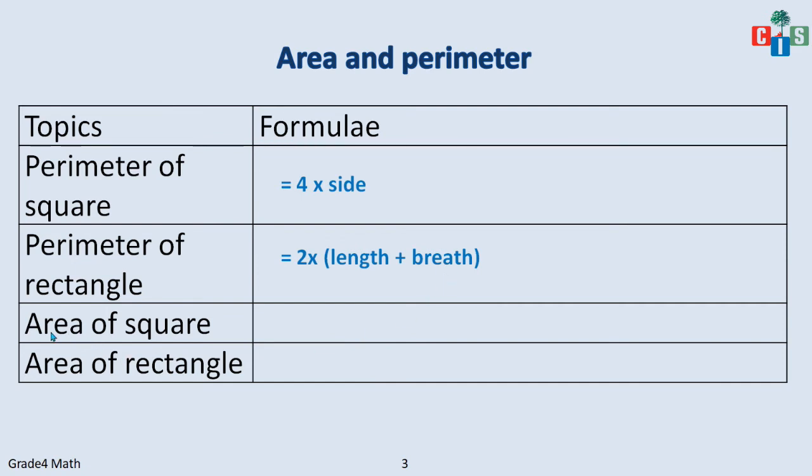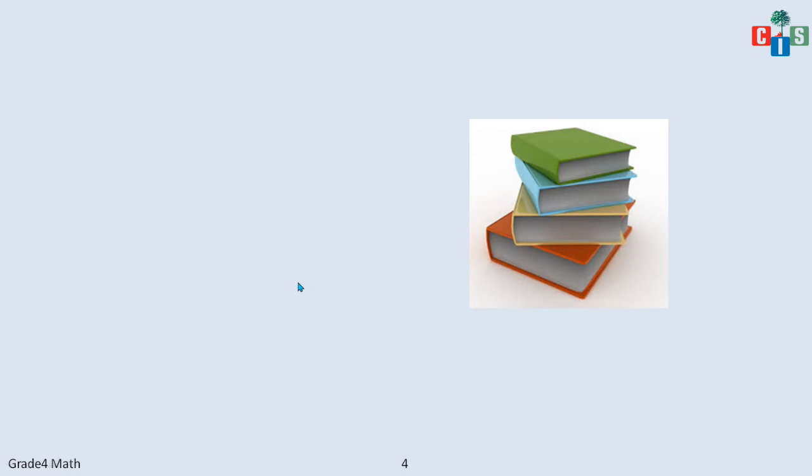Okay. Now what is the area of the square? Area of the square will be side into side. And the area of the rectangle will be length multiplied by breadth. Fine. So just memorize this table, it will help you out. Now moving on to the word problems from the worksheet.